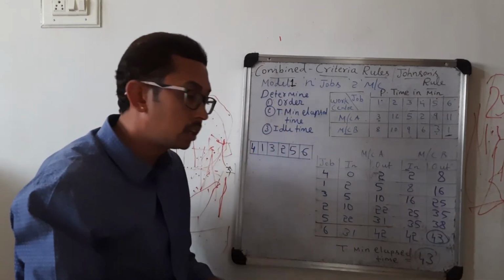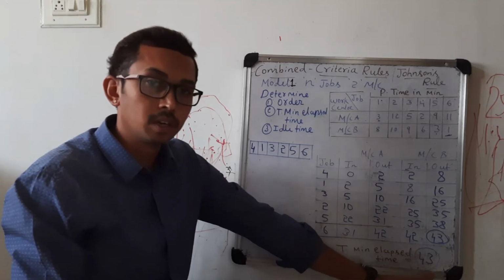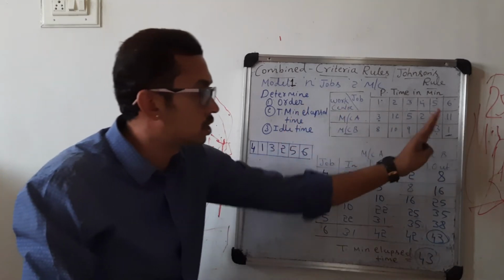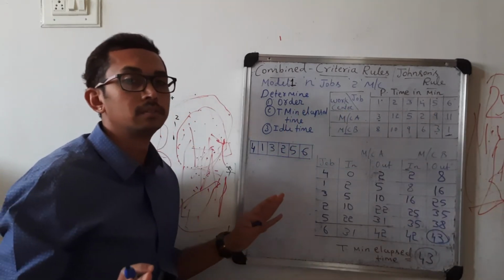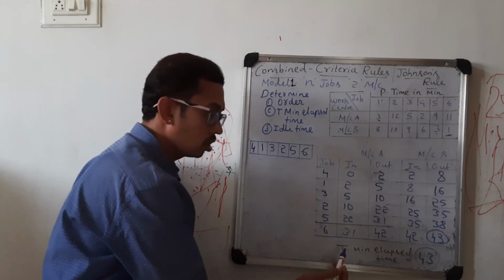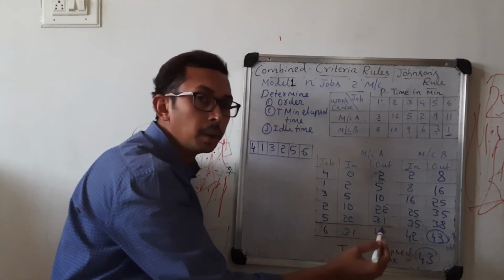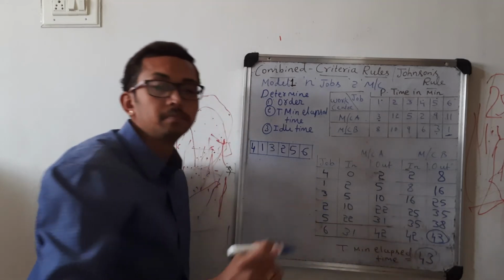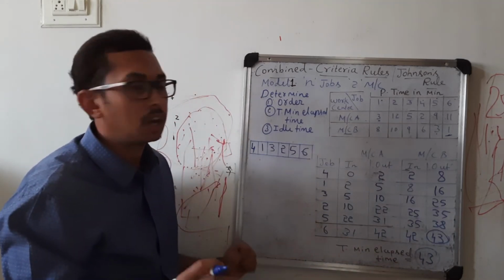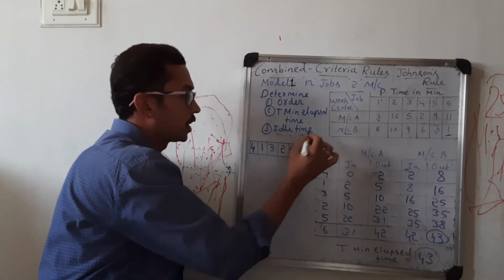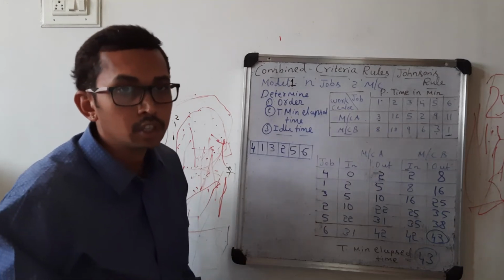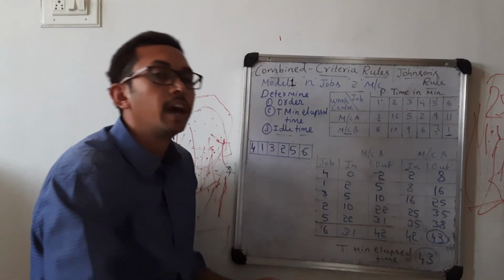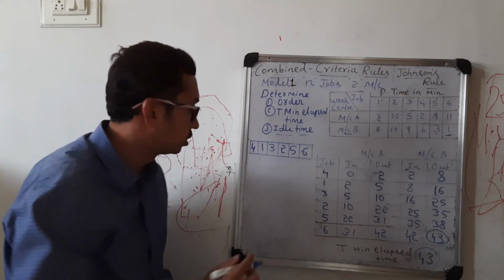So what is the meaning of that? After 43 minutes, all the 6 jobs will be completed. Got this? So that is what is called the total minimum elapsed time. Is that clear? Okay. So the next step we have to find out is the idle time. So idle time for machine A as well as idle time for machine B.